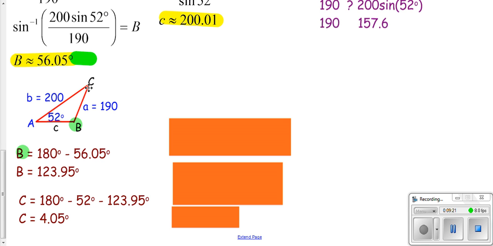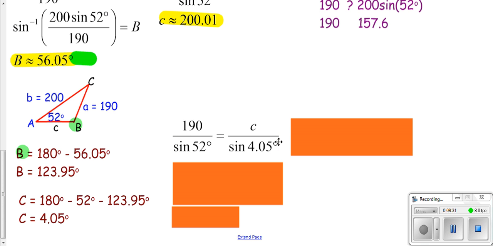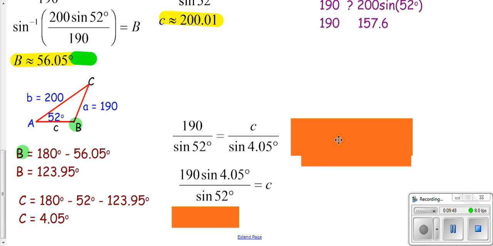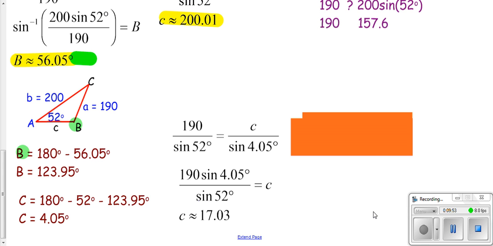Now that I know this angle C, I can figure out side C. So what I'm looking for, side C, over the sine of my angle opposite, equals that opposite pair I was given, my side of 190 over the sine of 52. To get C by itself, I have to undo the dividing by the sine of 4.05, so I multiply both sides by it, and type it in, and I get my decimal approximation. So that's how you do these.